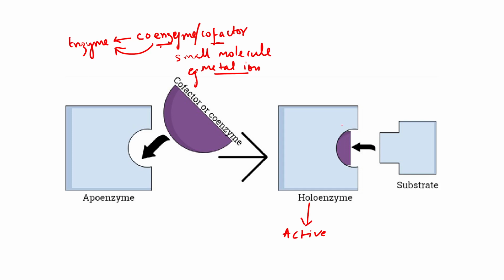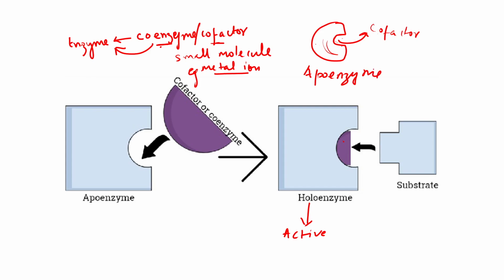If I remove this coenzyme or cofactor from this enzyme, now I have the enzyme, and I have removed the cofactor from it. Once the cofactor is removed, the remaining part of the protein, so enzyme is nothing but a protein, right? A folded protein with a catalytic pocket which can catalyze a particular reaction. That is the enzyme. So once the cofactor is removed from that enzyme, the remaining folded protein with the catalytic site is called apoenzyme.